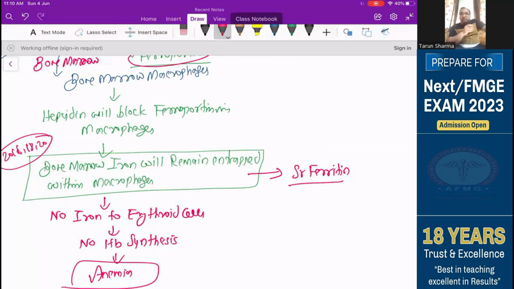Bone marrow will always have the iron, but at the wrong side. What is the right side? The right side will be the erythroid cells itself. But here the wrong side is bone marrow macrophages.